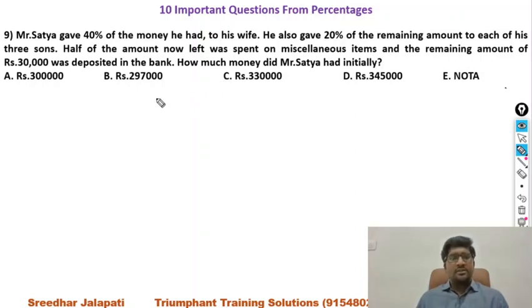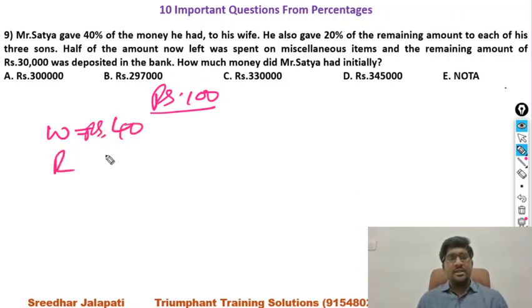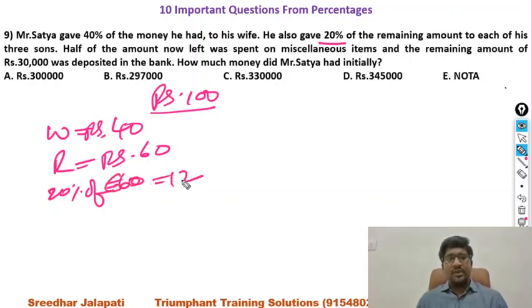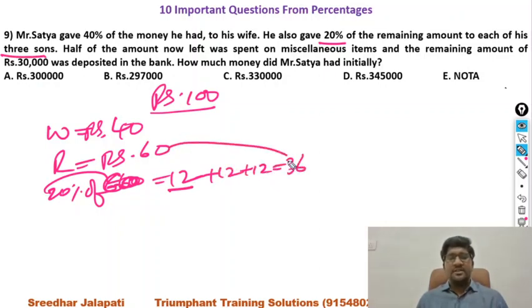Here also I can take the total as 100 rupees. Let's say total he has 100 rupees initially, and he gives 40% to his wife. So 40% of 100 is 40 rupees to his wife. Then remaining is equal to 60 rupees. Out of this 60, 20% of the remaining. What is 20% of 60, which is equal to 12? The 0s get cancelled. This he gives to each of his 3 sons. So 12 rupees to each son. Since he has 3 sons, he has given 36 rupees to his sons out of 60. Then what is the remaining?